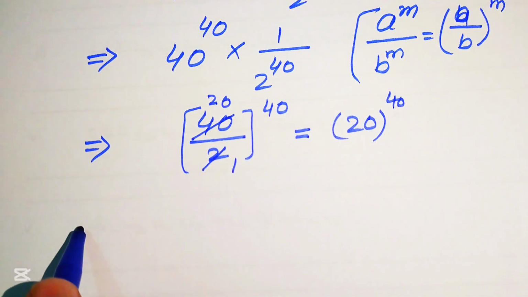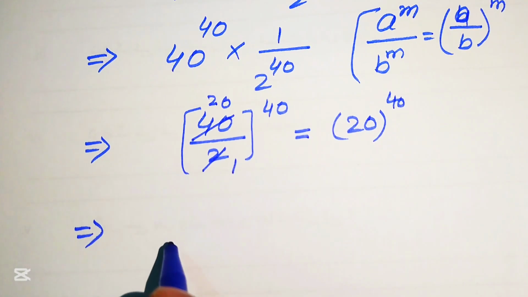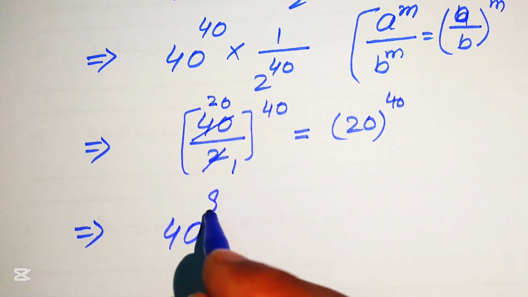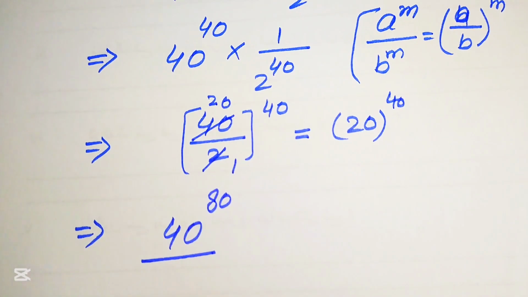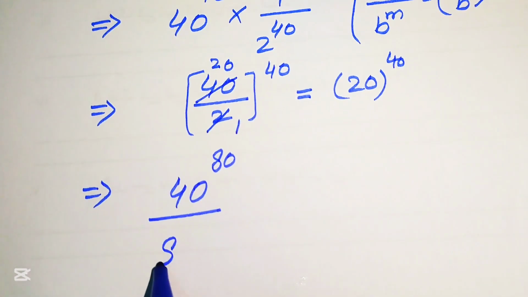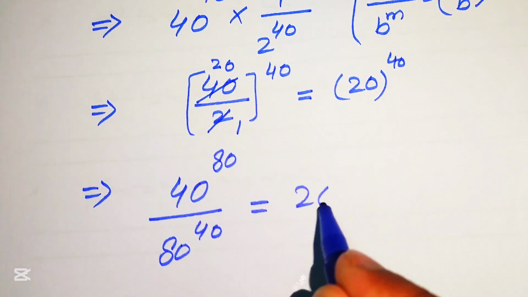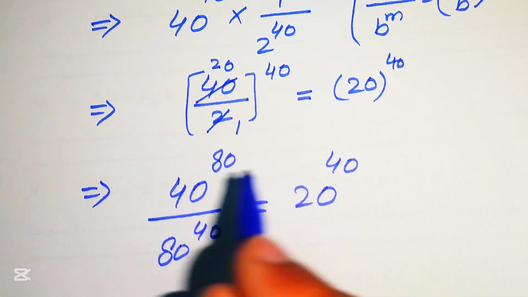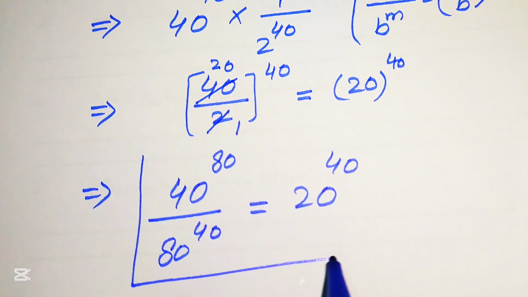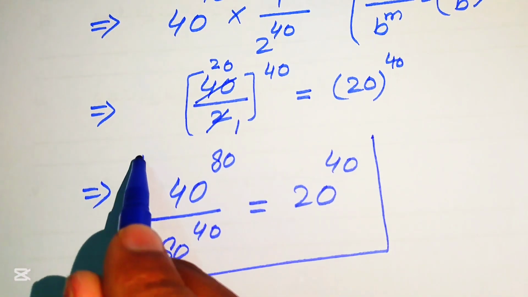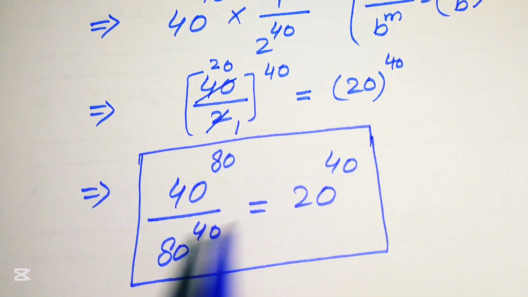So finally we write our given expression in the simplified form: 40 to the power of 80 divided by 80 to the power of 40 is equal to 20 to the power of 40. This is the final answer of this question. So you see that the answers from both methods are the same.